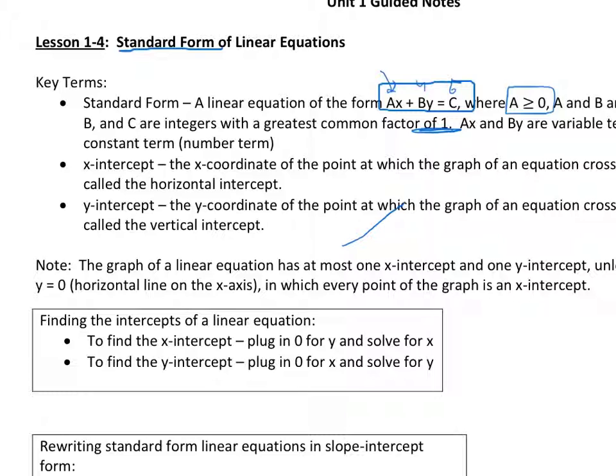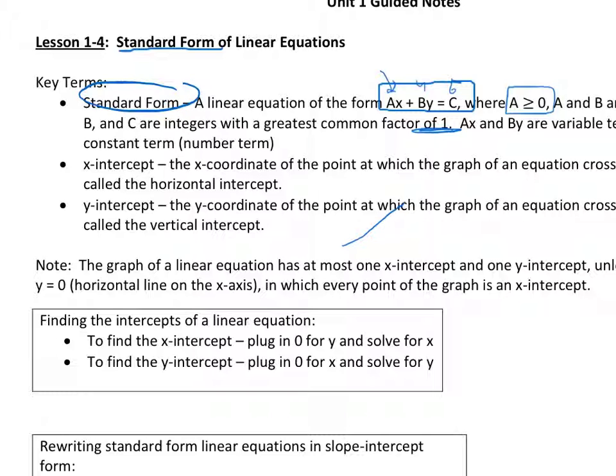So the requirements again for standard form is that we have x and y on the same side of the equation. A, the coefficient of x, is positive, and A, B, and C are not divisible by anything else besides 1. That is standard form.